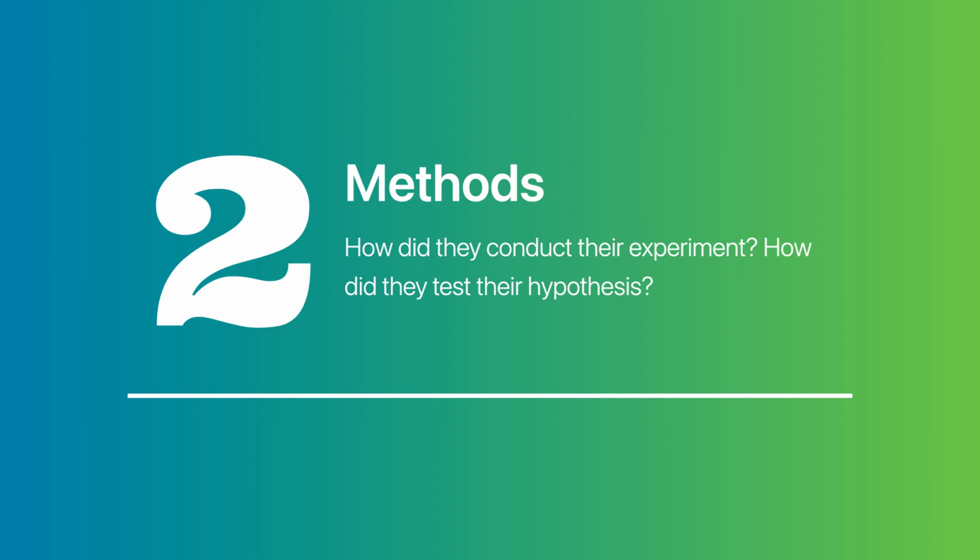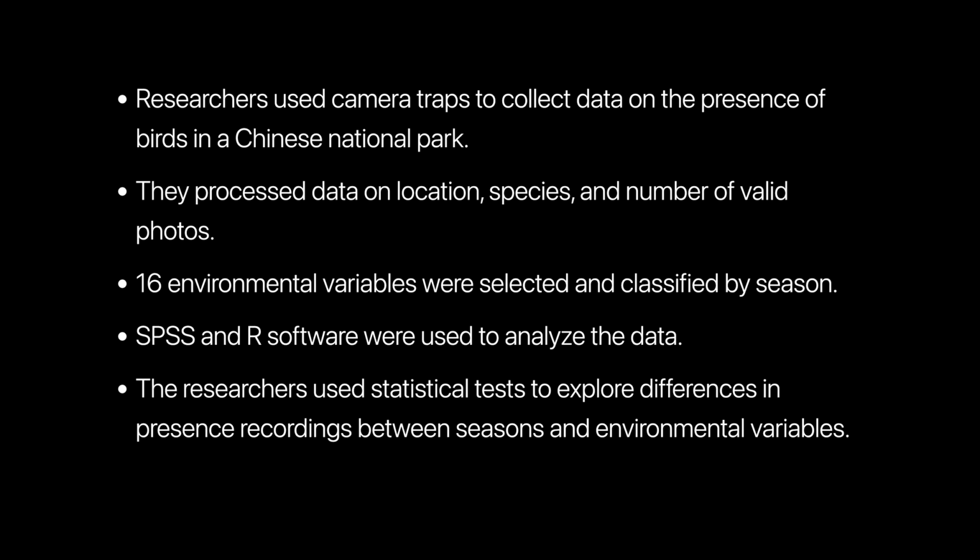2. How did they conduct their experiment? The researchers installed infrared camera traps in a grid of 2 km by 2 km squares in the Northeast China Tiger and Leopard National Park to collect data on the presence of hazel grouse and other birds in the area. They extracted and processed data on the location, time, species, and number of valid photos of the animals captured by the cameras. They selected 16 environmental variables, including topography, vegetation, human disturbances, and climate, and classified them according to season.